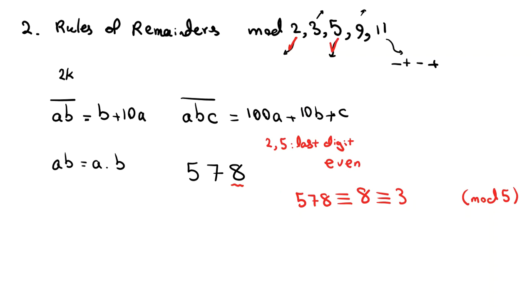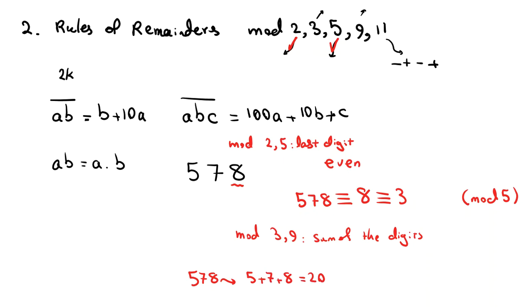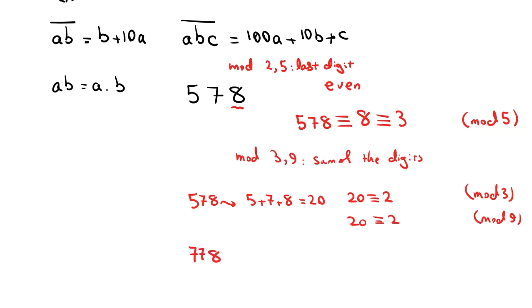Now for 3. It's the same for mod 3 and mod 9: the sum of the digits. Here, if we add the digits 5, 7, 8, you say 5 plus 7 is 12, plus 8 is 20. If you consider mod 3, 20 mod 3 is 2, and 20 mod 9. In this case, it's equal for both of them. In some cases maybe it's different, but the rule is the sum of digits. 2 is what mod 9? It's 2, because if you subtract 18, it will be 2. For example, if you check some other numbers, I want to show that sometimes the remainders are not equal.